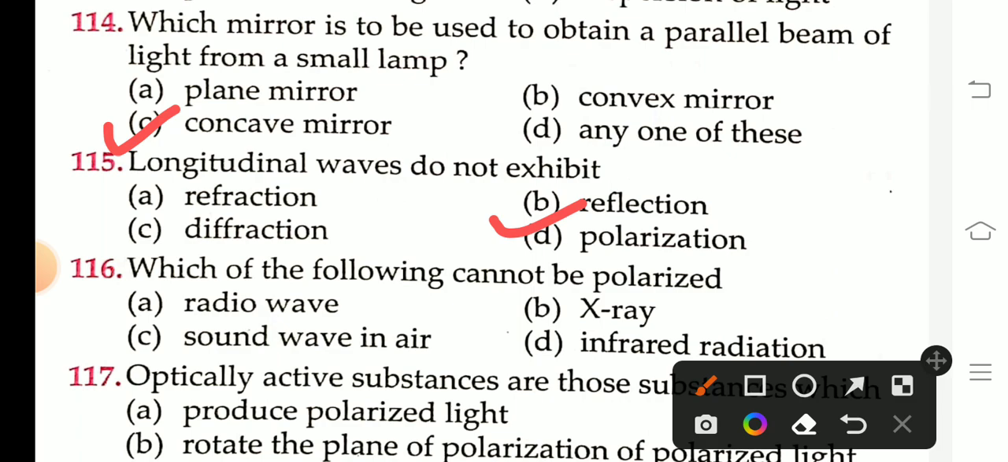Next, which of the following cannot be polarized? Right answer will be option C. Sound wave in air.